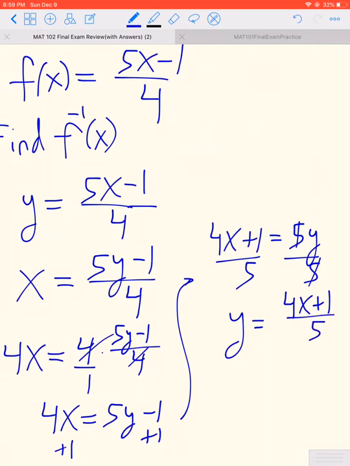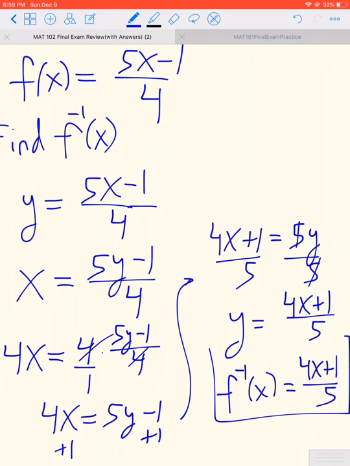And the moment we have resolved this for y, that actually is our inverse. So f inverse of x is equal to 4x plus 1 divided by 5.